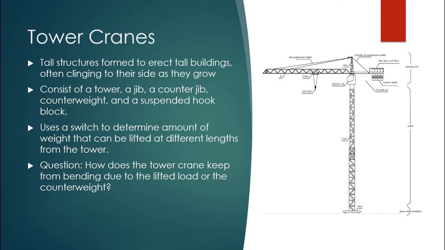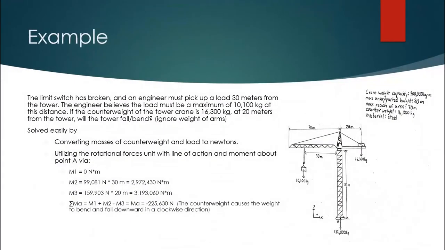distance down the jib. But even though we know this, we can still ask how these tall, slender machines can keep from bending or falling over just due to the lifted load, or even just the existence of the counterweight constantly being on the back. But this can be answered pretty easily, if I'm being honest. We'll give an example to show how easy it is.